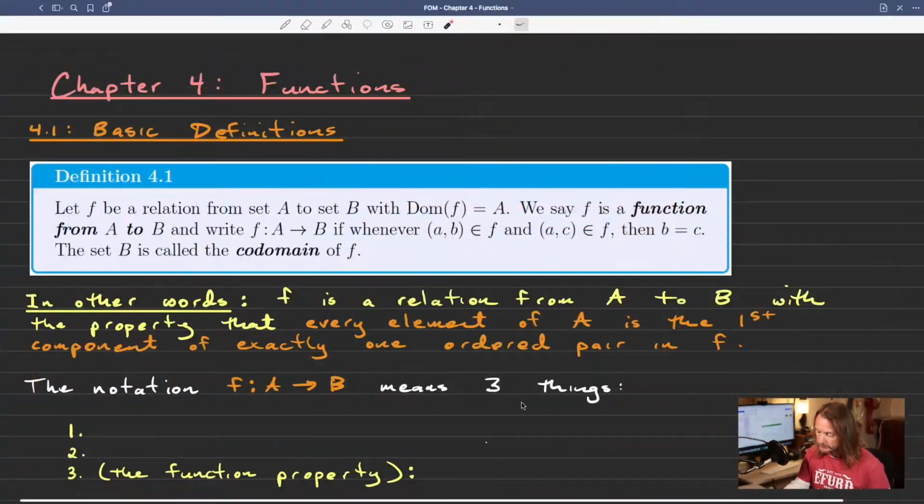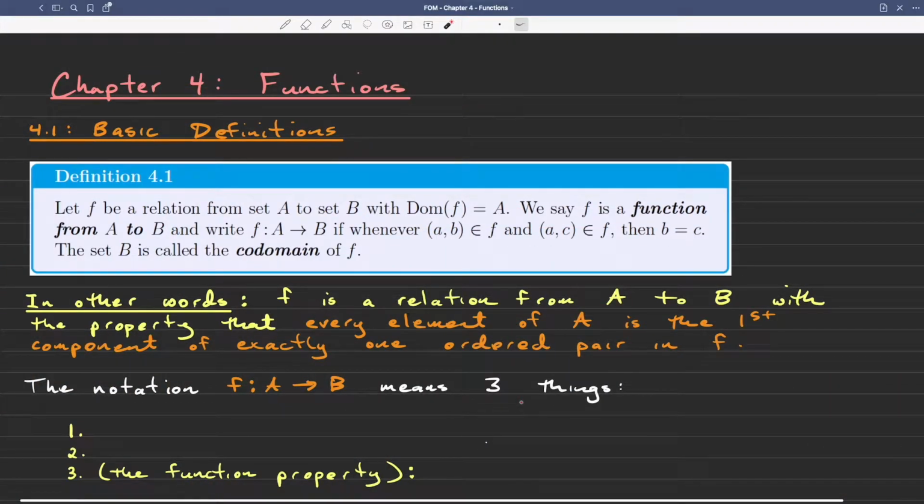In fact, functions are going to be built on the previous notion that we've talked about, relations. So a function is going to be a special kind of relation. So let's get into the definition here. A function is going to be a relation from a set A to a set B, and we're going to require that the domain of our thing we call a function is all of the first set A, and we'll use this notation to indicate a function from A to B.